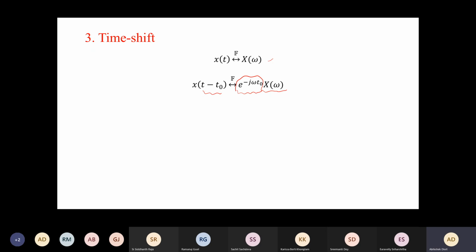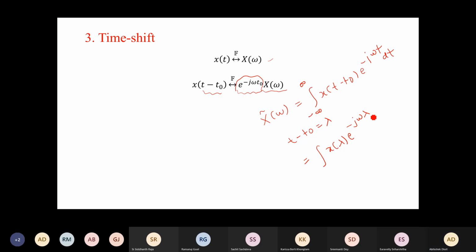And can we prove this? Of course you can prove it. What should be the steps? You simply say that the Fourier transform of x(t minus t naught) is X tilde(omega). Now what should I do? Change of variables. So I can say t minus t naught is lambda. Will the limits change? Probably not. So this is minus j omega lambda. So t is lambda plus t naught. So e to the power minus j omega t naught.